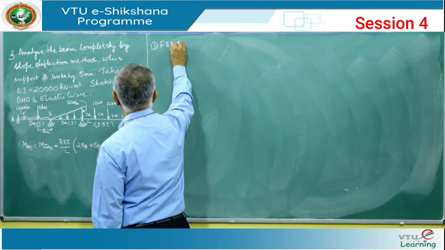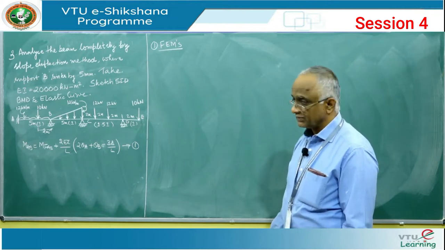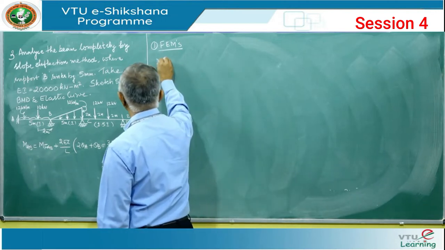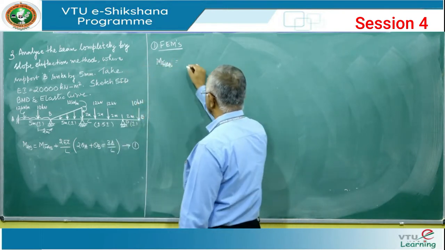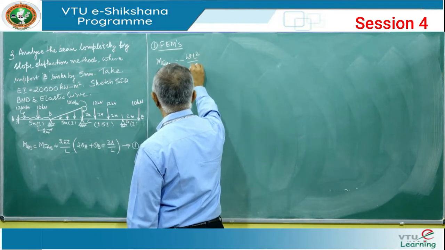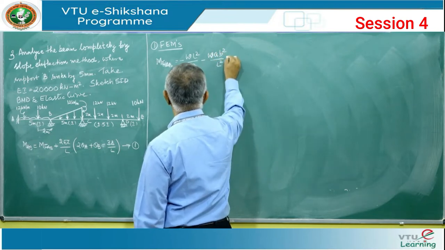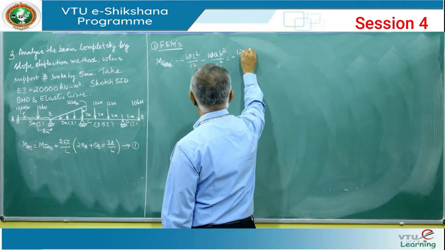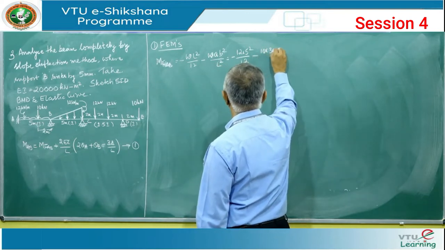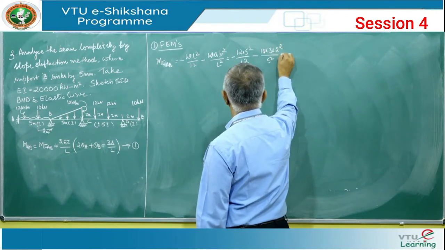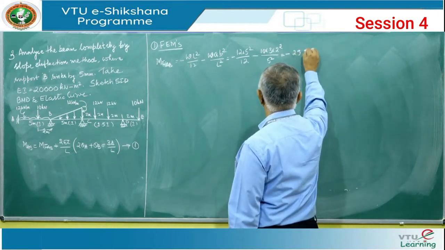That is nothing but to find out the fixed end moments for the various spans. We have 1, 2, 3 spans and one overhanging. So MFAB, it is the combination of UDL and point load, that means minus W L square by 12 minus W A B square by L square. So that is equal to minus 12 into 5 square by 12 minus, I have 10 kilonewton, A is 3, B is 2 square divided by 5 square, it comes out to be minus 29.84.